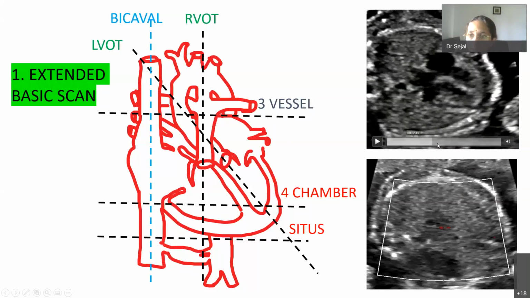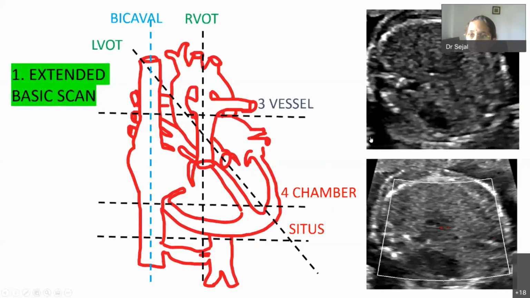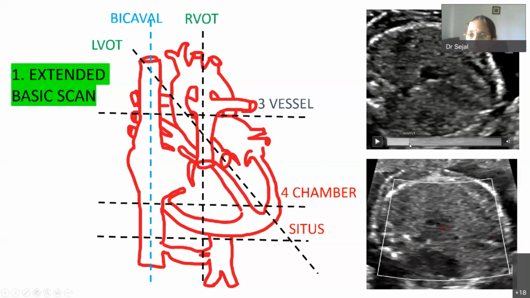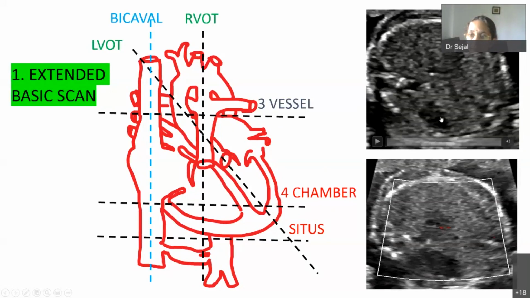So, as you can see, you start with the situs. As we start, you can see here that this is the stomach bubble. How do you determine left and right? We will see in the subsequent slides. But for this particular baby, this is left and this is right.